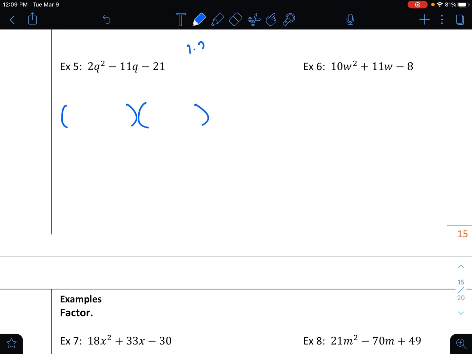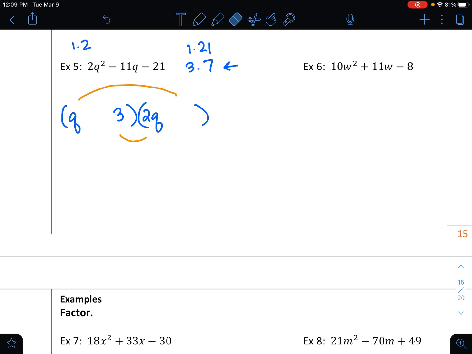All right, 21. We have 1 times 21, 3 times 7. And for 2, we have 1 times 2. So I like to start at the bottom of my list. So I'm going to try 1Q and 2Q. And then I'm going to go with 3 and 7 and see what we get. All right, 7 times Q is 7Q. 3 and 2 is 6. So can I get that to add or subtract to 11? So I get 13 or 1. All right, so that isn't going to work. Let's get rid of that.